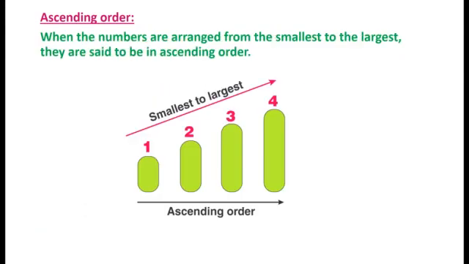Your second topic is ascending order. See, when the numbers are arranged from the smaller to the larger number, then we call it ascending order. You can see here in this picture, we are arranging the numbers in ascending order from the smallest to the largest. So this is your ascending order.